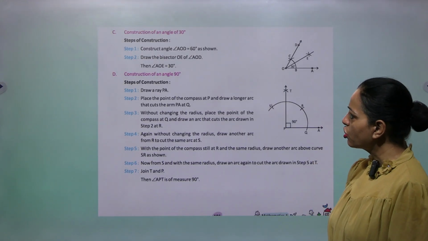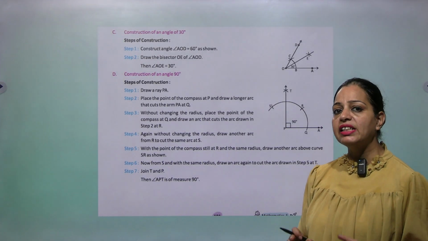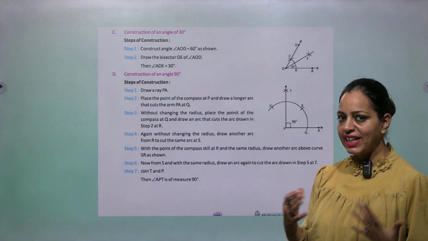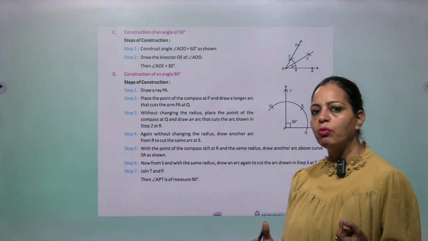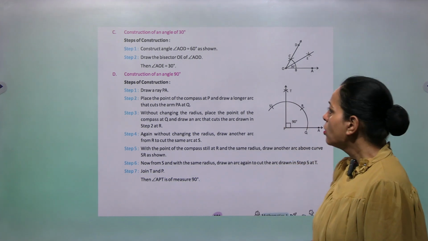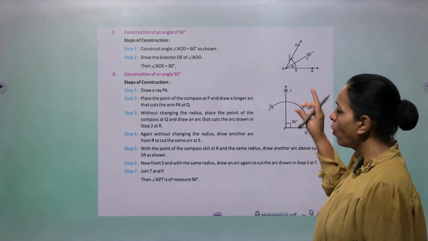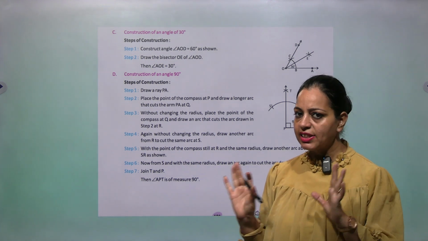नाउ वी आर डूइंग कंस्ट्रक्शन ऑफ एन एंगल ऑफ 30 डिग्री. 30 इज द हाफ ऑफ 60, बाइसेक्टर. इसी को कभी हम हाफ बोलेंगे, मीन्स बाइसेक्टर. ओके, सो हाउ टू ड्रॉ इट. So first you have to draw 60. As I told you, 60 is the base step.